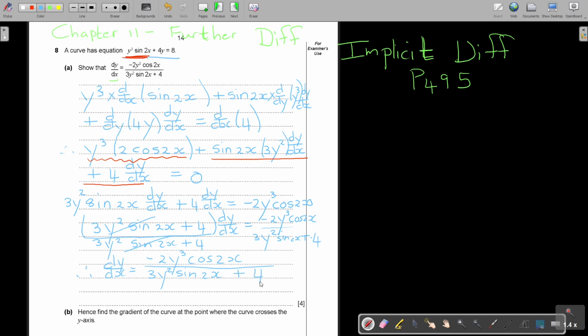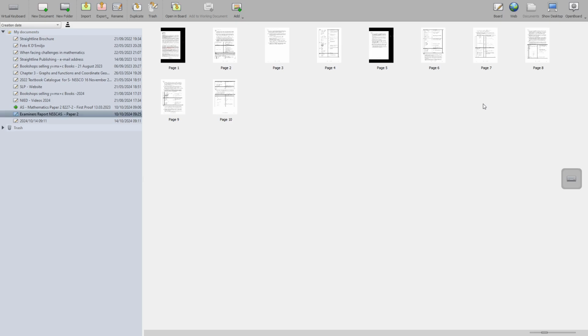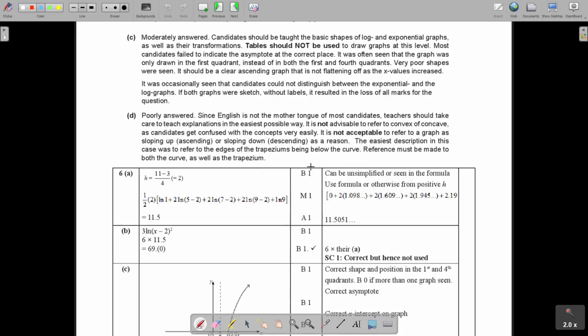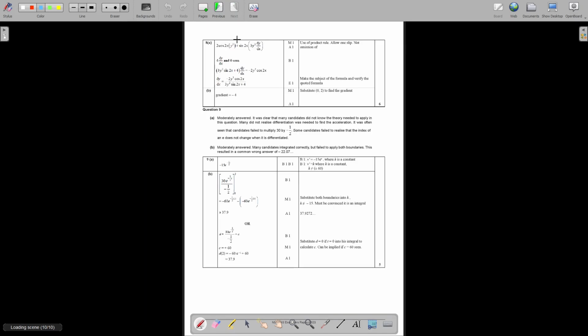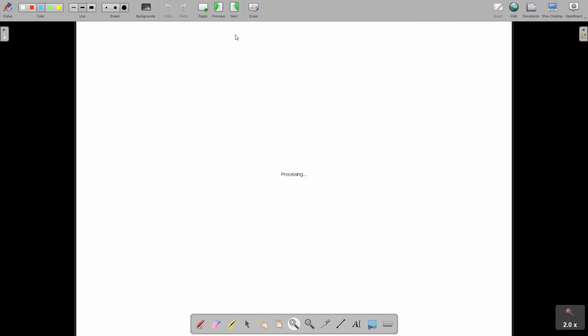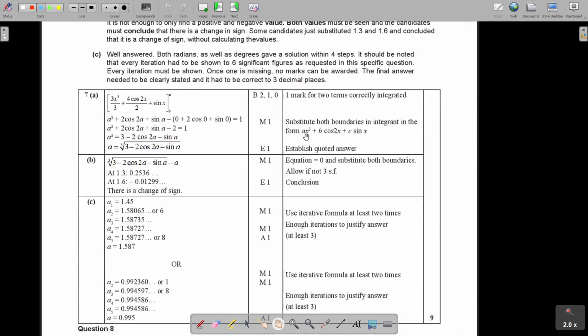Okay, let's go to the exam report and see what they say there. This is question number 8. Let's make it bigger. I think you will go to the previous page just to see what they wrote there. Question 7, and let's see question number 8.